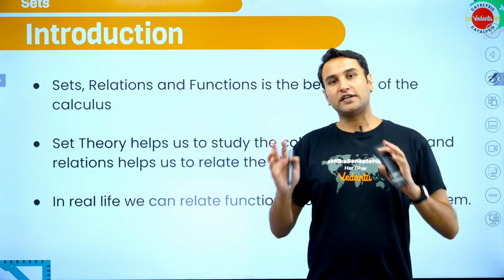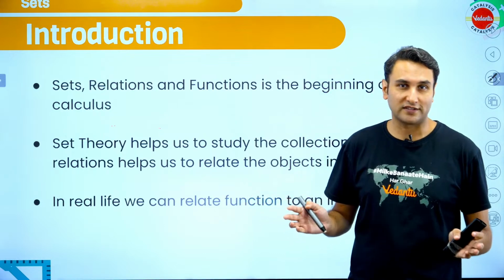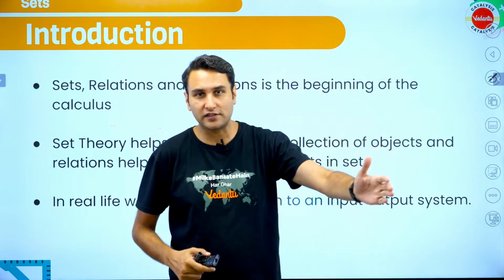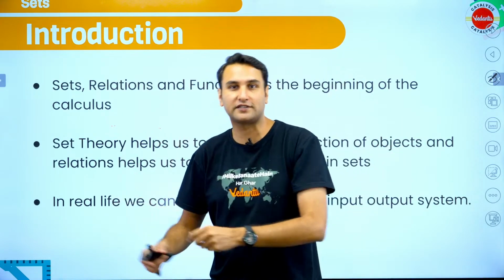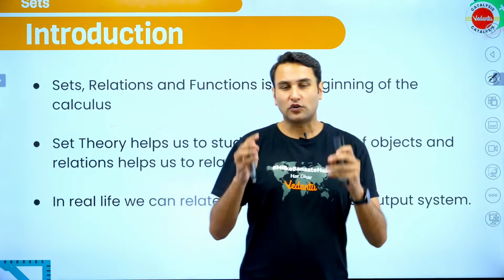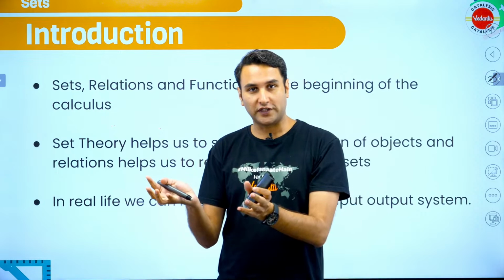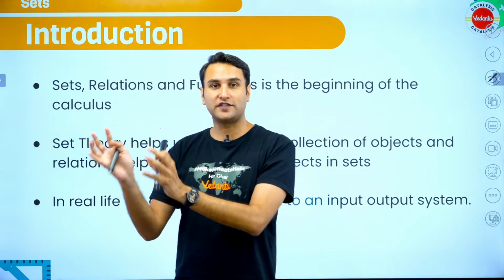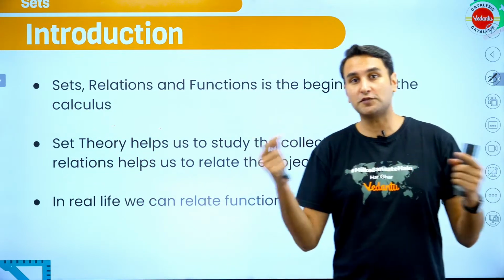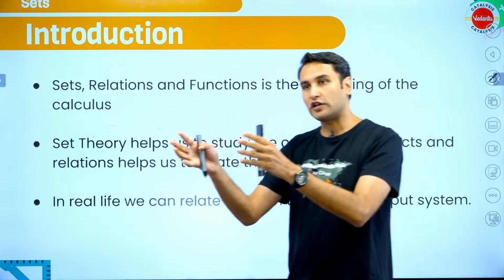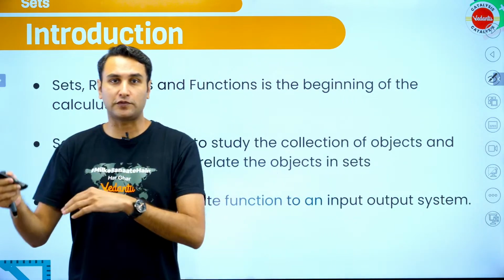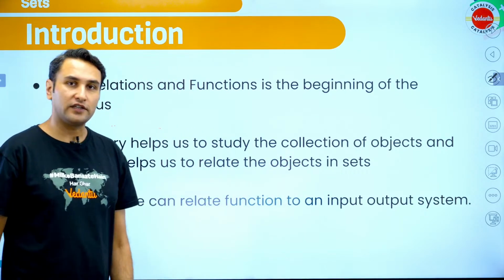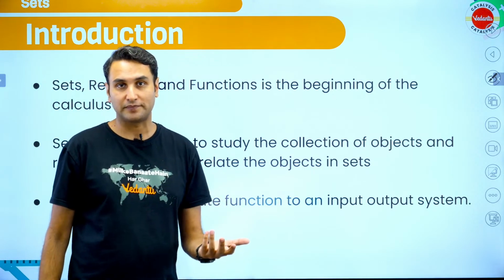Set theory basically is a way for us to understand the world around us. The world around us is full of objects, right? Different types of objects, different types of animals, different types of people, different types of numbers. To classify one type of object is basically the study of sets. And how do we then find relations between them? Imagine two different types of sets, two different types of objects. How are they related with each other? That is the study that we do in the chapter of relations.